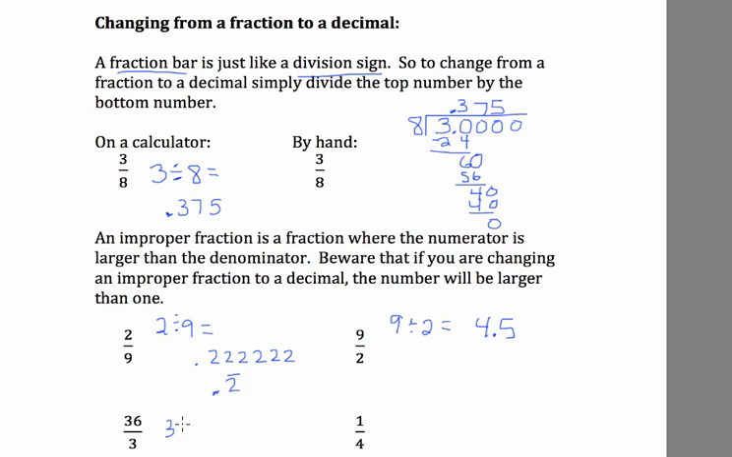36 thirds. 36 divided by 3, 12. A whole number. 1/4. I know that one as 0.25. A quarter is 25 cents.